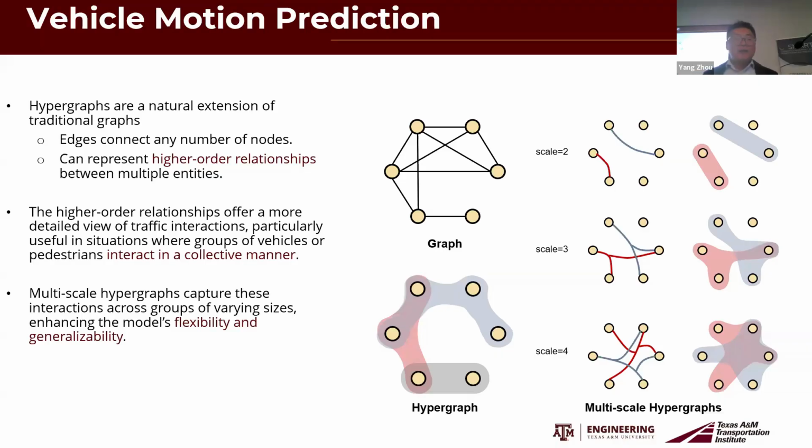By different scales, for example, if the scale equals 3, the edge can connect to 3 nodes. For scale 4, the edge can connect to 4 nodes. So this is much beyond a traditional graph, whose scale is 2. And this hypergraph approach provides more flexibility and generalizability to capture the group-wise interaction.